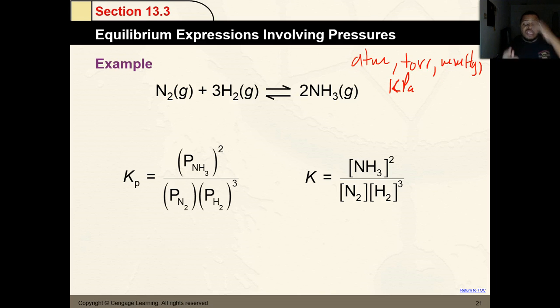Now, if you see any of these values, usually we're going to want to transfer them back into atmospheres, and I'll talk to you on how to do that. But if all of them are given to you in this way, we're just going to plug them in the exact same way as we did before with our equilibrium constant. But now we just input the actual pressures.